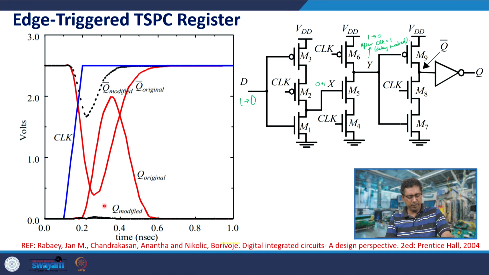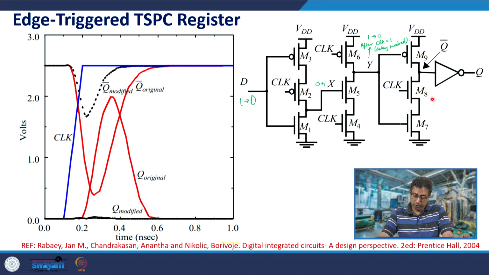This can be improved by modifying the circuit, by increasing the size of M5 and M4. You can reduce this delay, and also by reducing the size of M8 and M7, you can reduce this delay. But increasing the size of M5 and M4 would increase the power consumption of the circuit, and reducing the size of M8 and M7 would result in a larger discharge delay of Q bar. Whenever D is 1, you will take longer time to discharge. So, all these kind of design solutions have a cost associated with them.